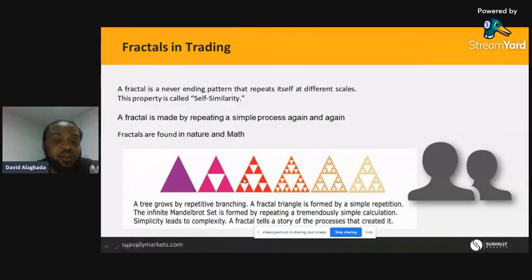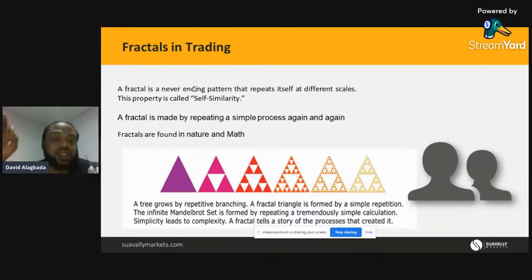But even as you go down, you begin to have different smaller patterns of a triangle. So you can see another triangle here, and if you consider this here, it's yet again another triangle. And this here is yet again another triangle. So you basically have multiple triangles within one triangle. Remember, the definition is a never-ending pattern that repeats itself at different scales.